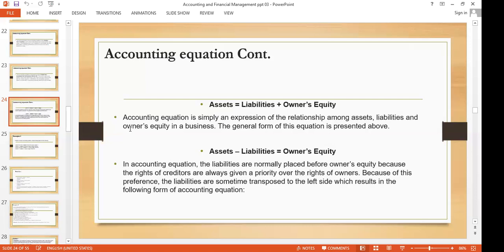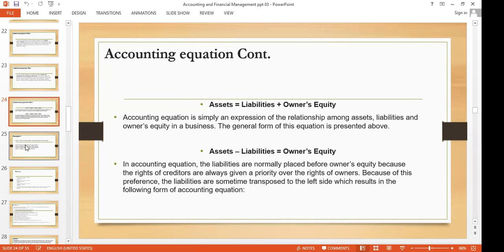In the equation, the liabilities are normally placed before owner's equity because the rights of creditors are always given priority over the rights of owners. Because of this preference, liabilities are sometimes transposed to the left side, which results in the following accounting equation. Liabilities are normally on the owner's side, but when they come to the asset side they become a minus amount. Assets minus liabilities equal owner's equity.